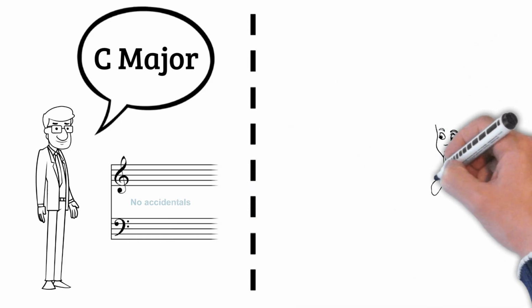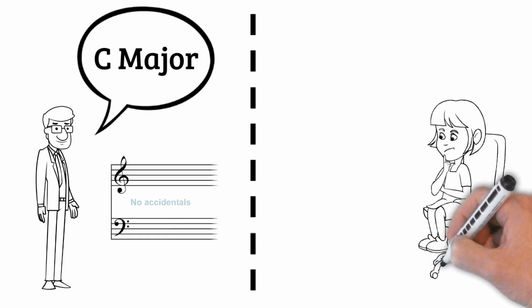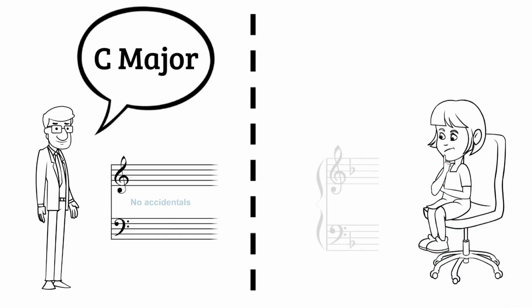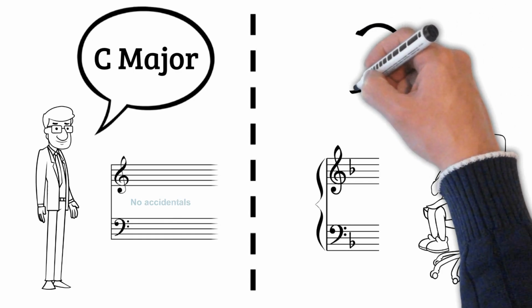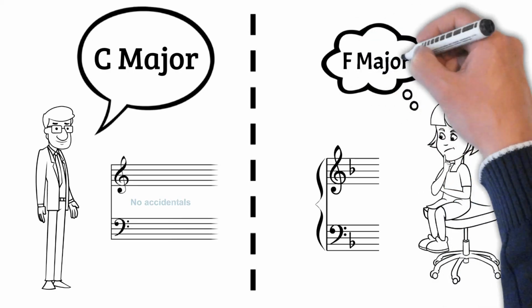The second exception occurs when there is only one flat in the key signature. Since there is no second last flat to identify, it is impossible to identify the major key using the strategy above. Similarly, you will have to remember that the major key of one flat is F major.